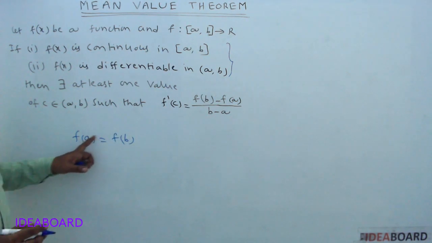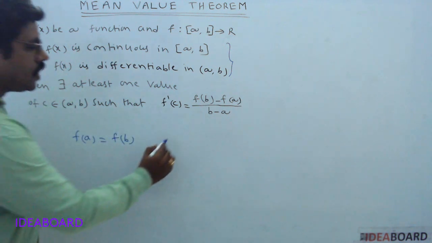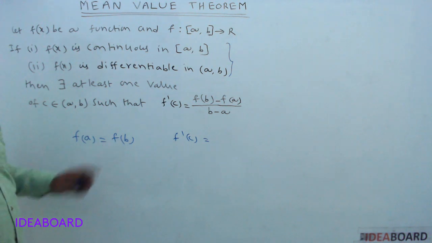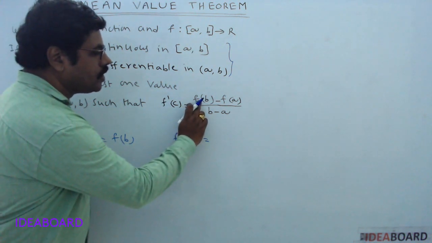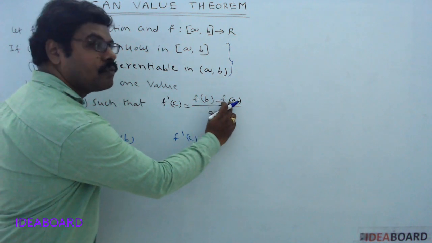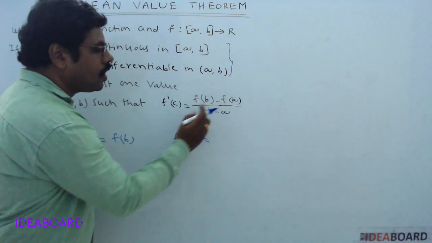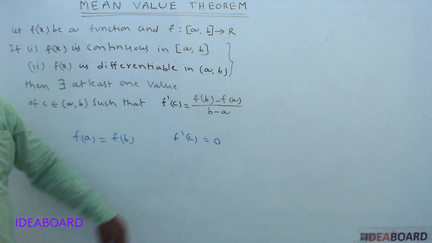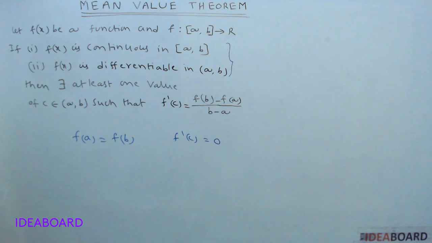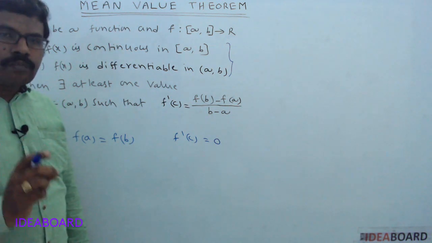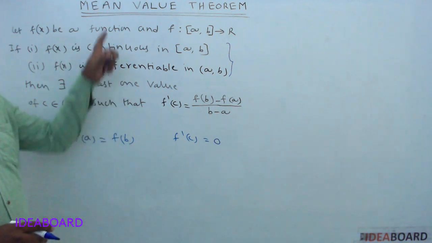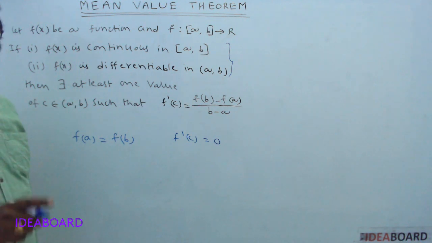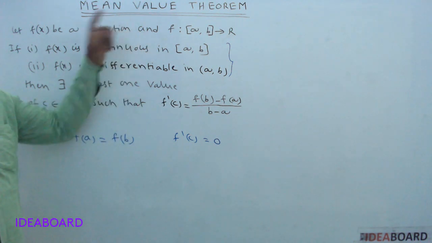Now substituting f(a) equals f(b) in this equation, you get f dash of c equals, instead of f(a), write f(b). So it will be f(b) minus f(b), the numerator value 0, upon b minus a, so it should be 0, which was the conclusion in our Rolle's theorem. That's why we said that Rolle's theorem is a particular case of this mean value theorem.